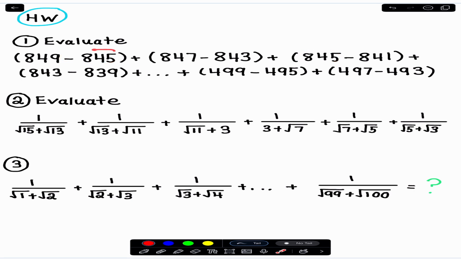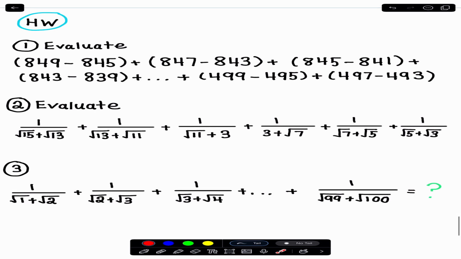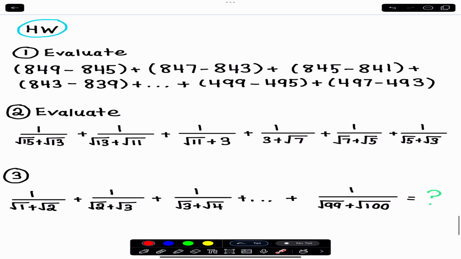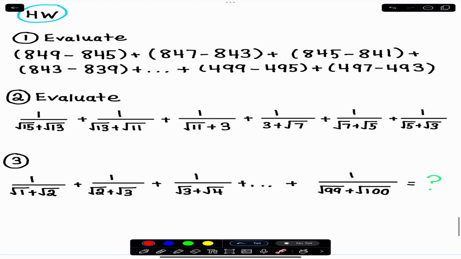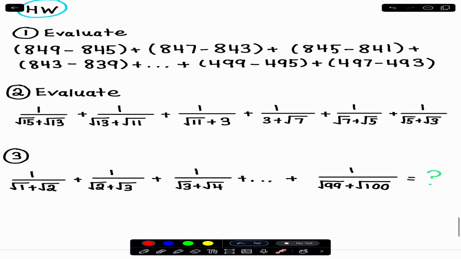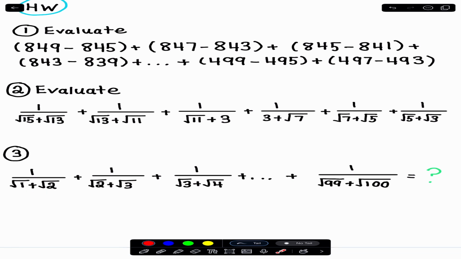They're not right next to each other, but this negative 845 is going to cancel with this 845. This negative 843 is going to cancel with this 843. So just keep track of what terms at the start you have and what terms at the end you have. So for this, I would probably use the chart method that I showed you before, just to keep track of everything. And for questions 2 and 3, well, you got square roots, so you know what to do. Rationalize them, and you should be good.